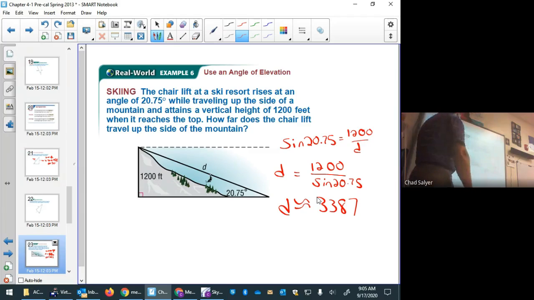That's a long lift, man. Are you talking about those things that carry you up to the? Mhm. Yeah, at the top of the slope. I wouldn't get on that thing.